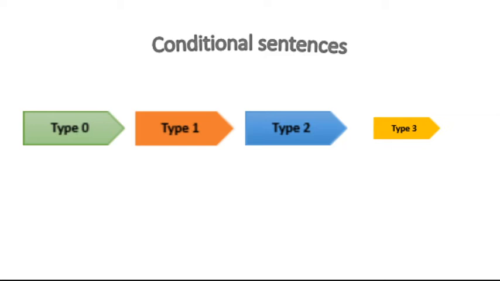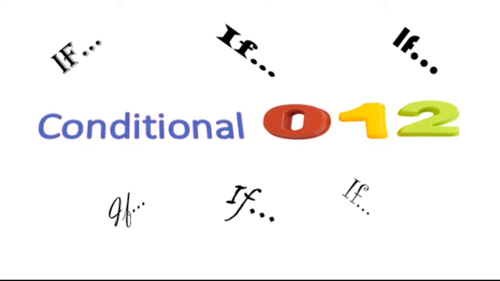In this video, we'll focus on just 3 types of conditional sentences: the zero conditional, the first conditional, and the second conditional. And we'll keep the third conditional for the next video. So are you ready to learn more about these 3 types of conditional? Let's get into it.